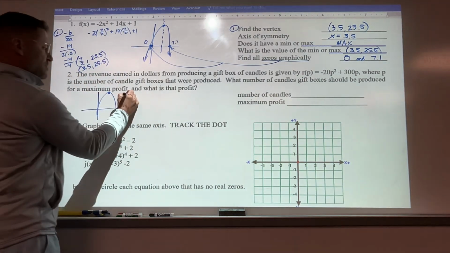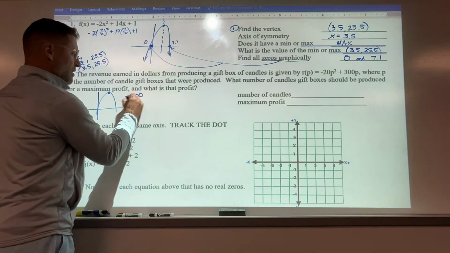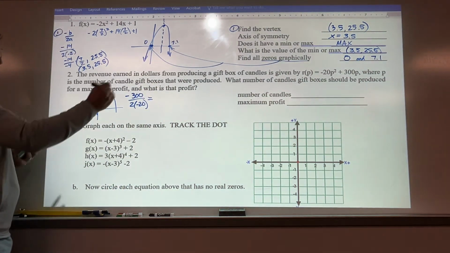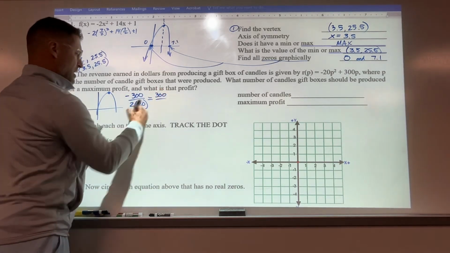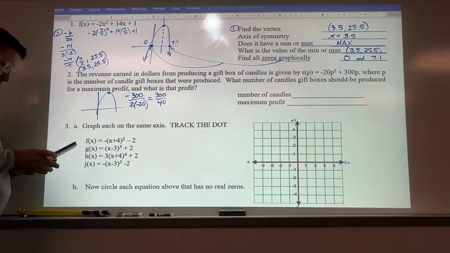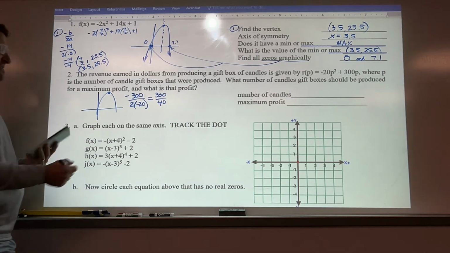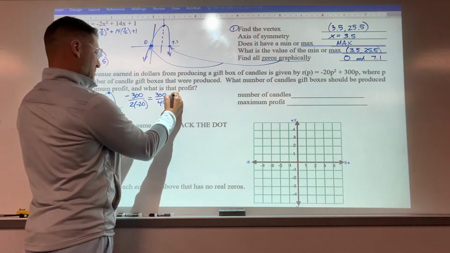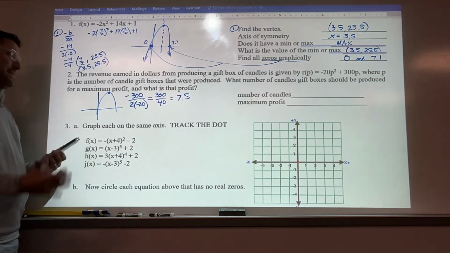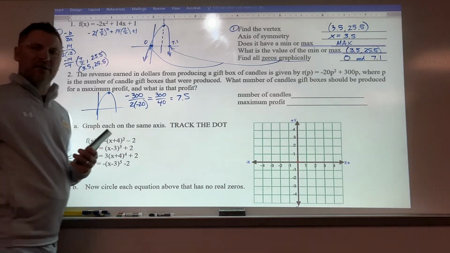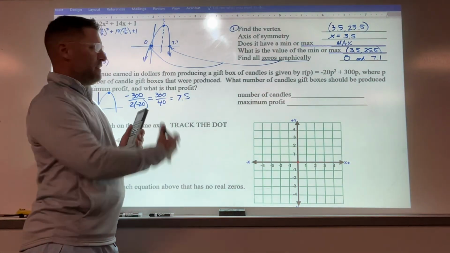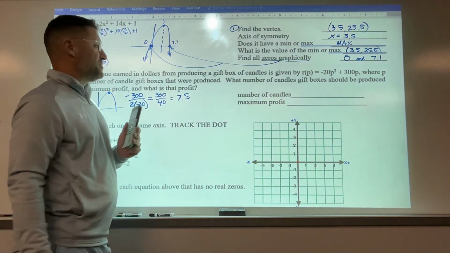So I'm going to do negative b over 2a: negative 300, all over 2 times negative 20. That's 300 over 40. I got 7.5 for my answer. I should probably round that. The one on your test will come out even. This one came out decimal, so I'm just going to leave it as a decimal, but that vertex won't be a decimal on your test.